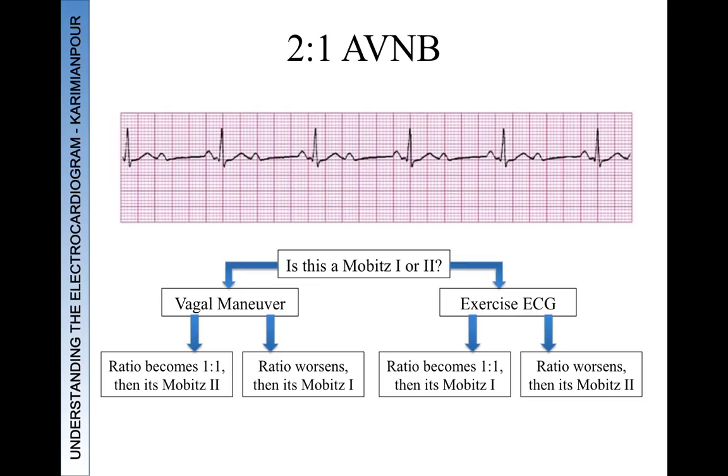If the ratio worsens, then it's a Mobitz 2, because the AV node is intrinsically diseased, and as you exercise, it's not going to respond to the exercise and increase its conduction rate, but the sinoatrial node will increase its rate, so therefore you'll have more P waves per QRS. And so the ratio worsens. This tells you that the AV node is not responding, so it's a higher degree block. It's a Mobitz 2 probably. So these two are sort of the opposite of each other, the vagal maneuver and the exercise ECG.